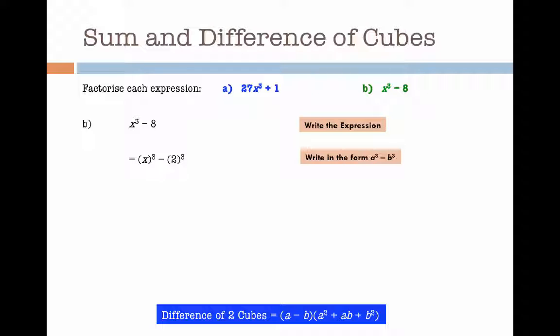We now have values for a and b which we can substitute. Substituting into the formula, we are left with (x minus 2) multiplied by (x squared plus x lots of 2 plus 2 squared). This will simplify into the fully factorized version you see before you. We have now fully factorized our two expressions using the sum and difference of two cubes formulas. Good luck!